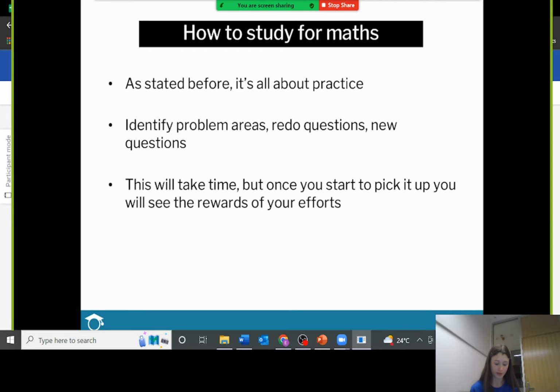And on a similar note, studying for maths is all about practice. You need to do work consistently, even if it's just 20 minutes a day. That is hugely beneficial, and especially for your revising for exams. You need to be doing questions over and over again so that you can develop the muscle memory, and also identifying where you make mistakes.